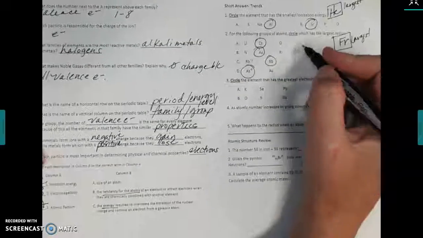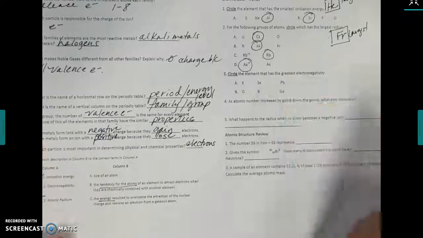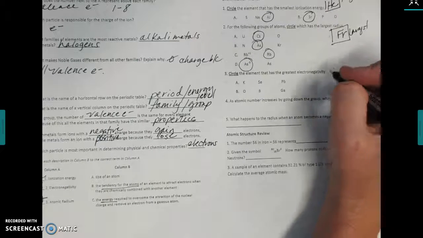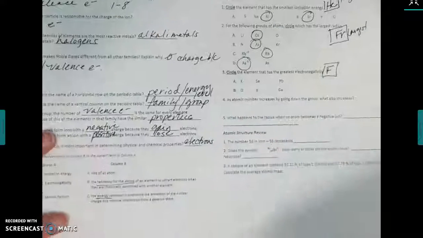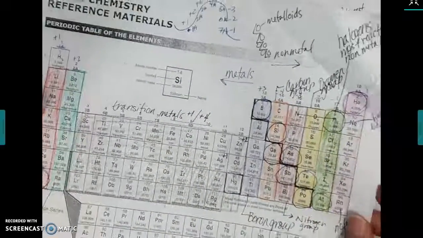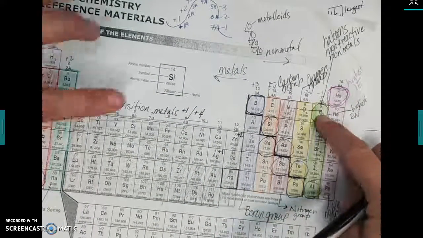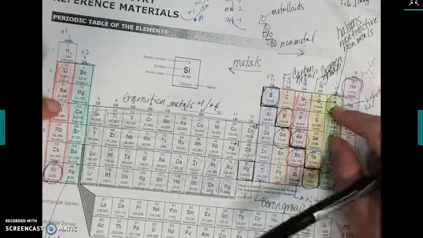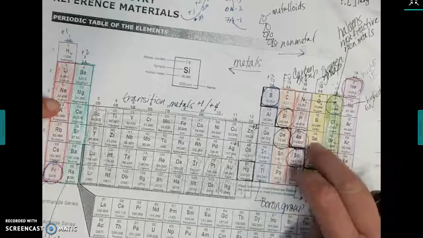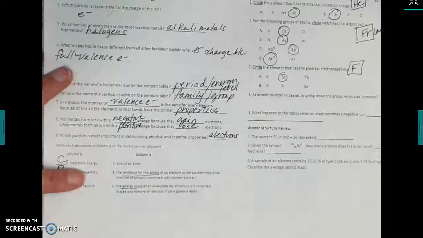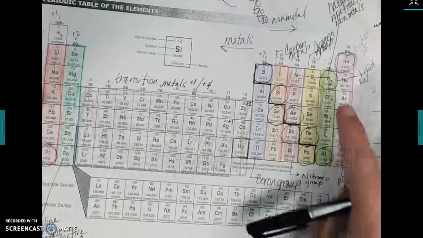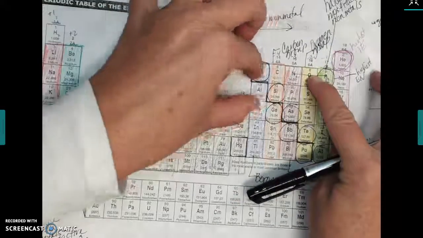Circle the element that has the greatest electronegativity. Fluorine has the greatest electronegativity. So, potassium, selenium, or lead? So we're looking for something close to fluorine. Potassium, selenium, or lead. Which one would it be? Selenium. Excellent. Oxygen, boron, or gallium? Oxygen.